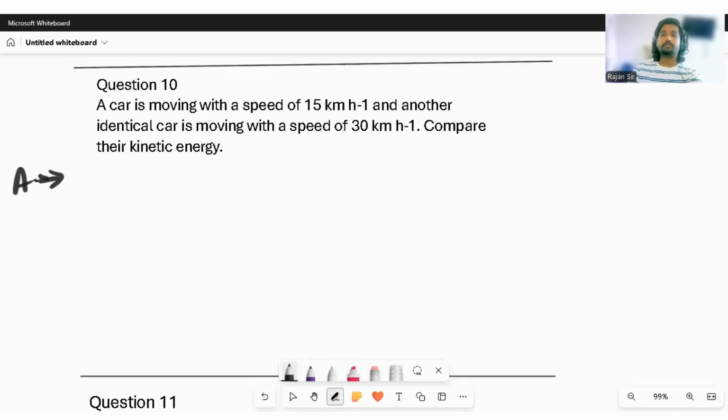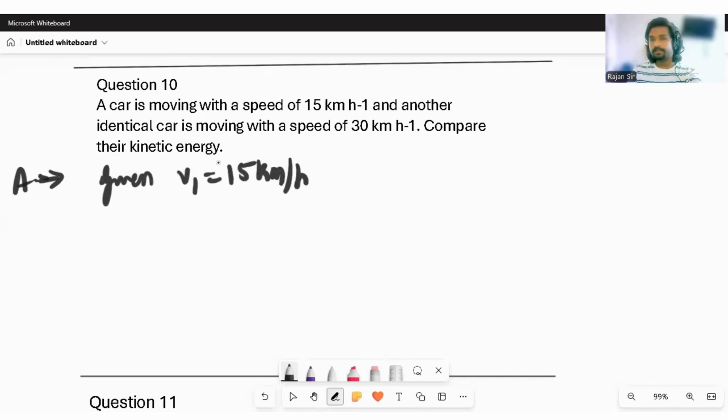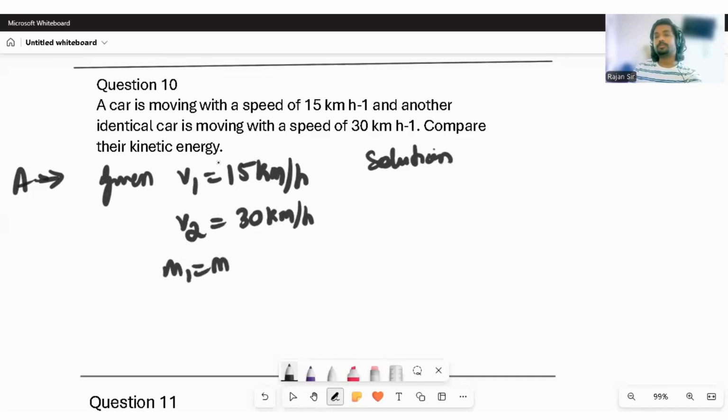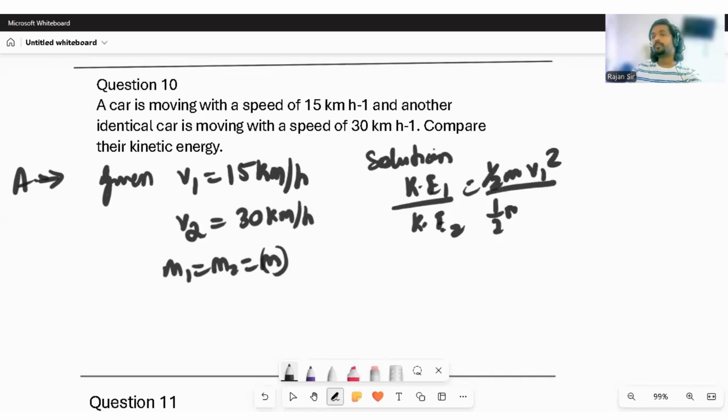So let's understand, we have V1 is equal to 15 km per hour, although not in SI unit, we will keep it like this. V2 is 30 km per hour. So now we have to compare. So let's go for the solution. Since the mass is same, we can say M1 is equal to M2 is equal to M. So solution, we have comparing, we have kinetic energy 1 upon kinetic energy 2 is given as half M V1 square upon half M V2 square.